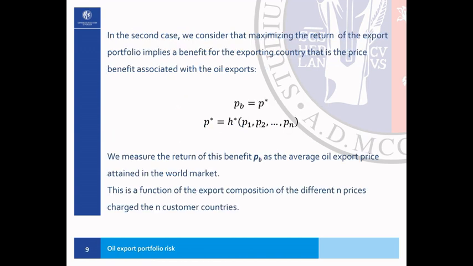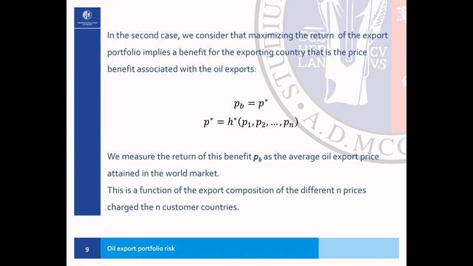You can say the same thing for the price benefit, which is the average export price that we get from the typical export data banks or data availability, which is a function of the individual export prices. We measure this, of course, FOB.